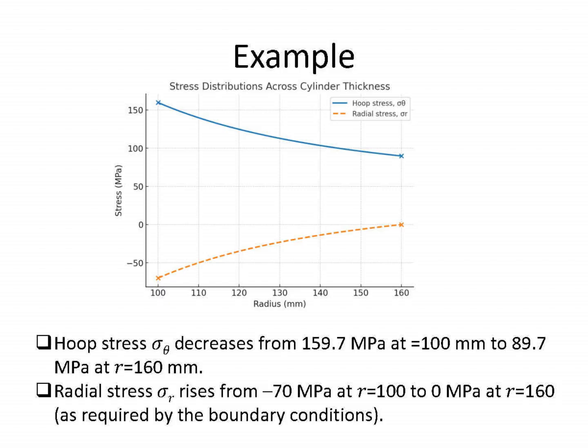In conclusion, the maximum hoop stress in this thick cylinder occurs at the inner surface and is about 159.7 megapascals. The minimum hoop stress occurs at the outer surface and is about 89.7 megapascals. This example clearly shows that stress in thick-walled cylinders is non-uniform and must be analyzed using Lame's theory.